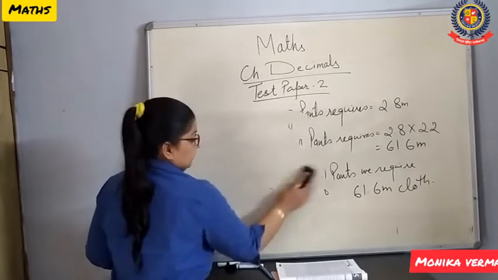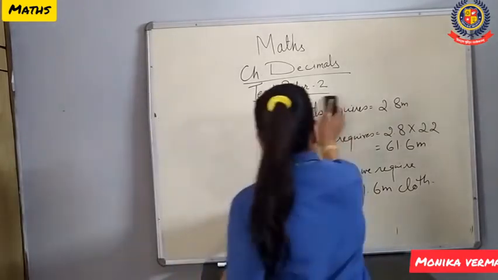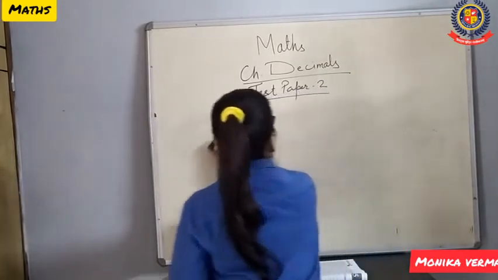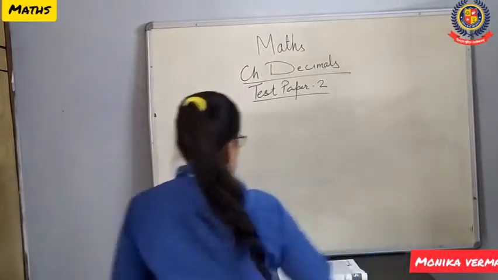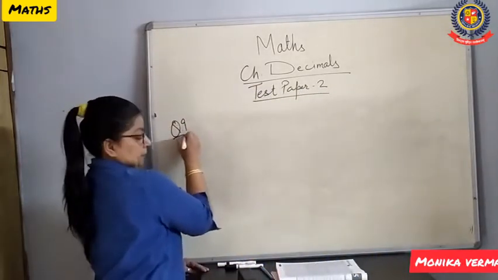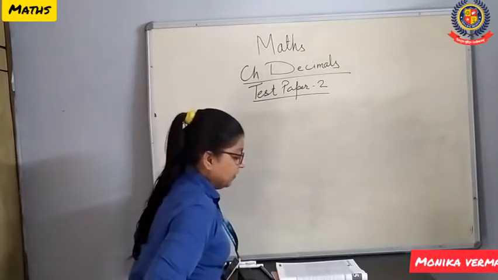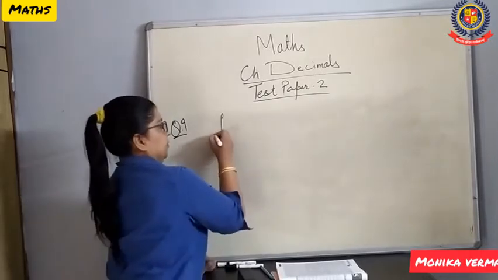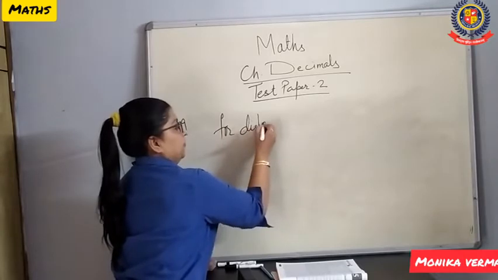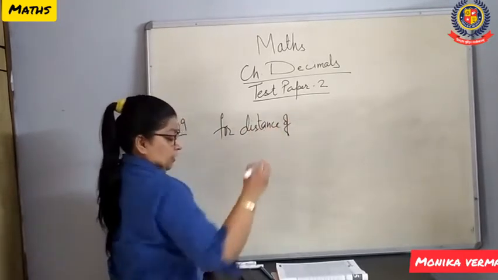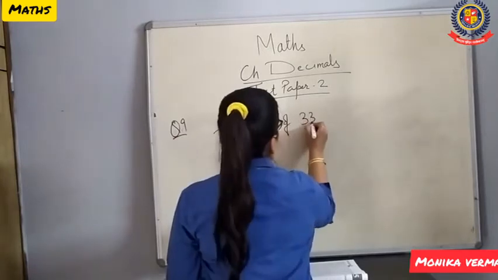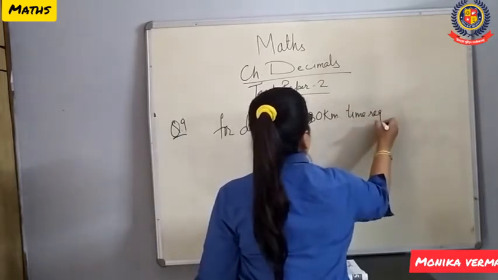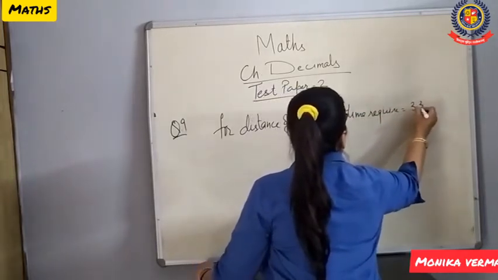Now question number 9. A train takes 3.3 hours to cover a distance of 330 kilometers. Means how much time will it take to cover a distance of 270 kilometers? We need time, so time will come on the right hand side. For distance of 330 kilometers, time required is 3.3 hours.